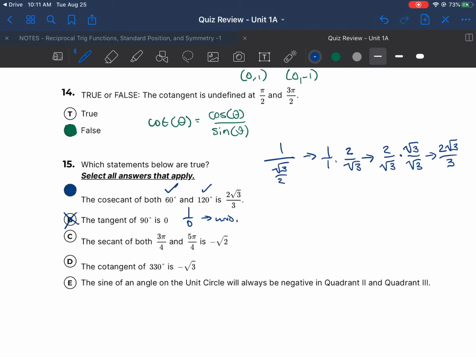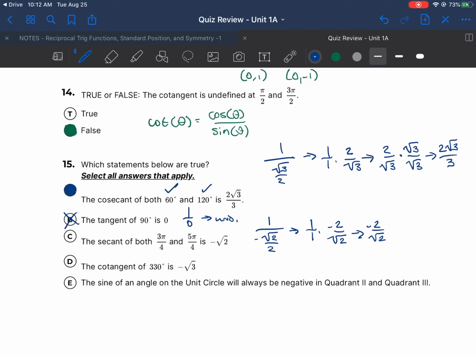Answer choice C. The secant of both 3 pi over 4 and 5 pi over 4 is negative square root of 2. Well, recall that the secant is 1 over the cosine, because the secant is the reciprocal trig function for cosine. So let's look at 3 pi over 4 and 5 pi over 4, and let's look at their cosine values. So the cosine value of 3 pi over 4 is negative square root of 2 divided by 2. That's the cosine value. However, we want to take 1 over the cosine value, so we're going to do 1 over negative square root of 2 over 2. And this is going to be 1 over 1 times negative 2 over square root of 2, which would lead us to negative 2 over square root of 2.